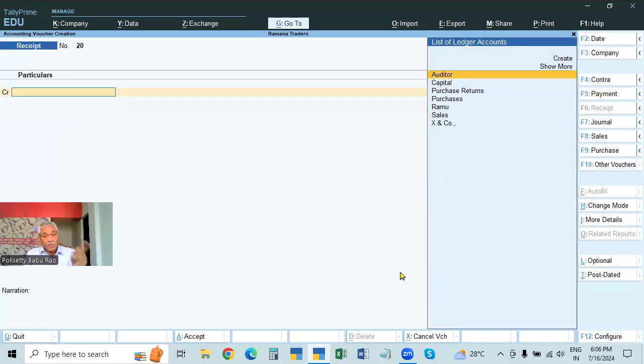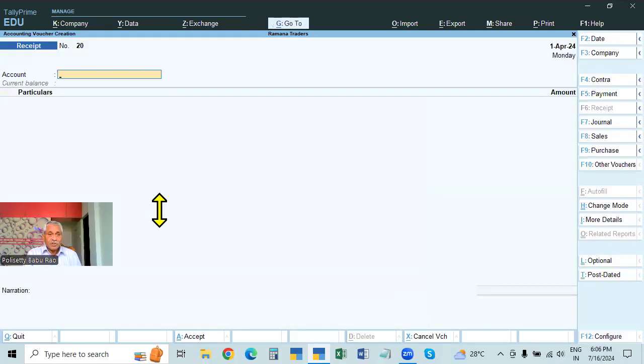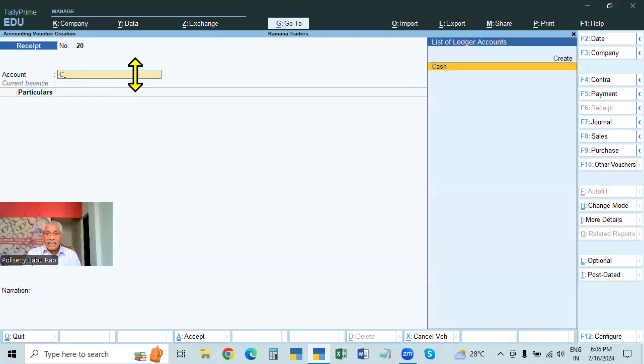Suppose the same thing you want to enter in the single entry system. In the single entry system, we do not bother about debit or credit. Here, receive. Here you only choose what you receive, cash or bank. That's all. What is the account to be selected? We received cash, so we have to take cash. If you type C, it will open.